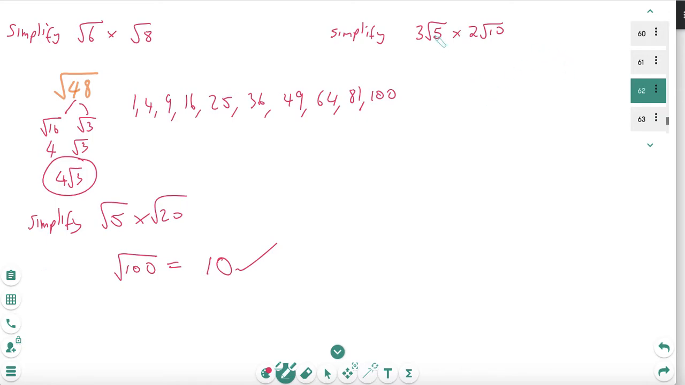Here, simplify 3 root 5 times 2 root 10. Well, what you're going to do is multiply the outside numbers. 3 times 2 is 6. And then you're going to multiply the roots. Root 5 times root 10 is root 50. And then simplify.